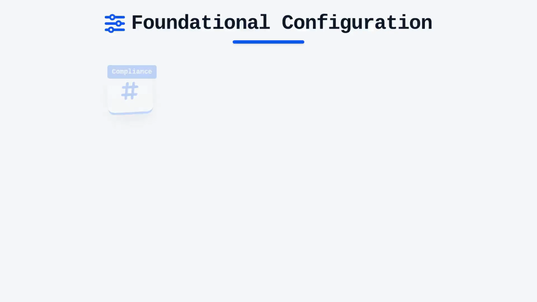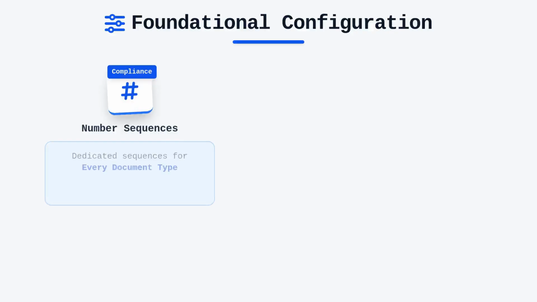Configuration must also account for the foundational setup surrounding number sequences and security roles. Each requisition document type requires its own number sequence, which helps in tracking compliance across large enterprises where thousands of requests might be generated monthly.